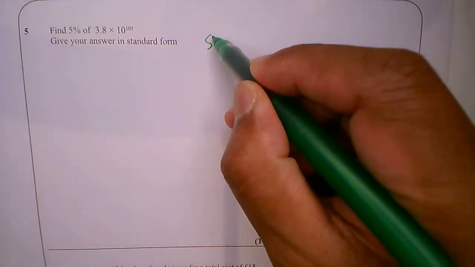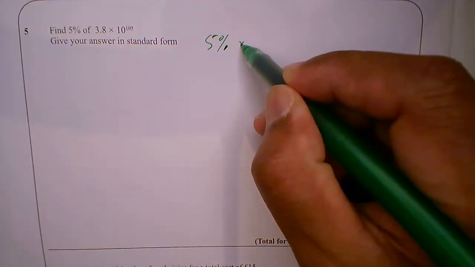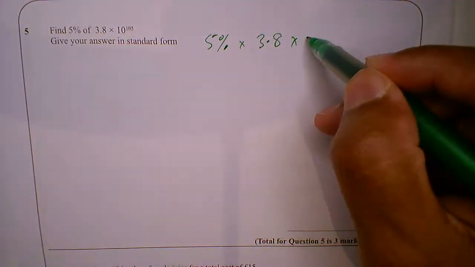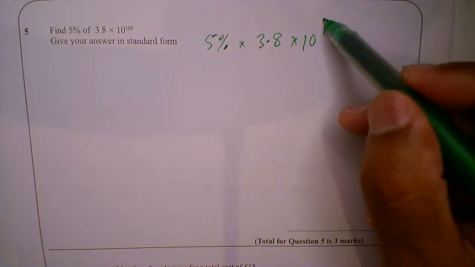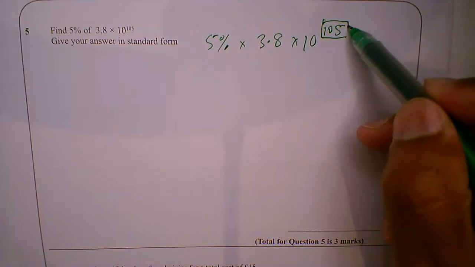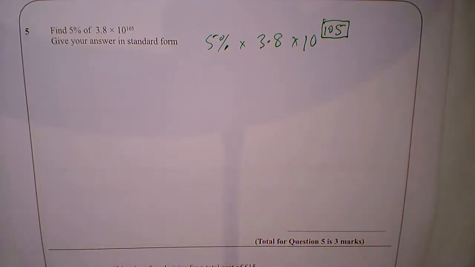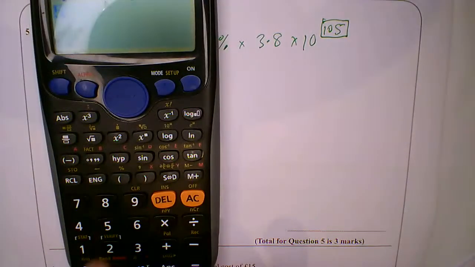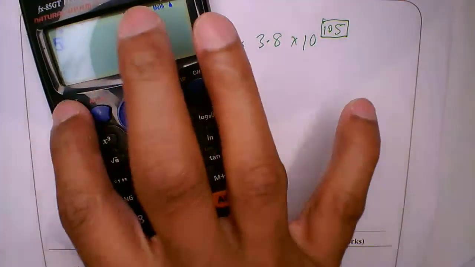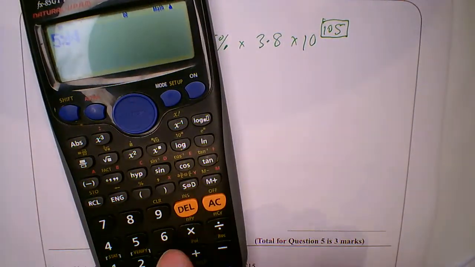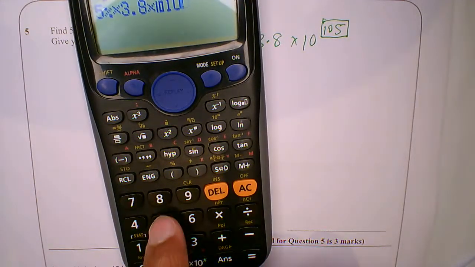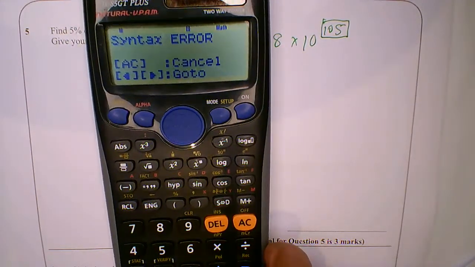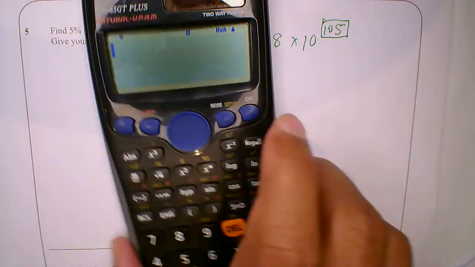So we do 5% times 3.8 times 10 to the power 105. Now the issue is this is a very large power, so that will not be displayed on our calculator. And let's check it out. 5% times 3.8 times 10 to the power 105. It doesn't work. So we need to go back to basics.